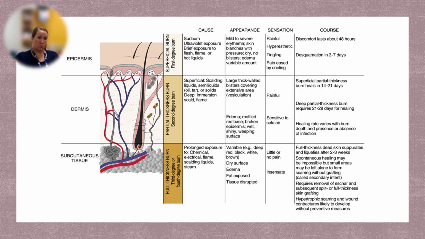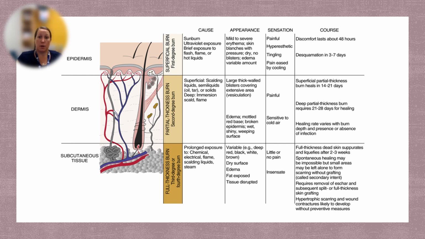Within the dermis, you now have a partial thickness burn or a second degree burn. So in the epidermis, that was a superficial burn or first degree burn. If it goes into the dermis, it is now a partial thickness or second degree burn. It is superficial, usually from scalding liquids, semi-liquids such as oil or tar, or from solids. Or it can be deeper from an immersion scald or a flame. These are definitely a lot more painful.